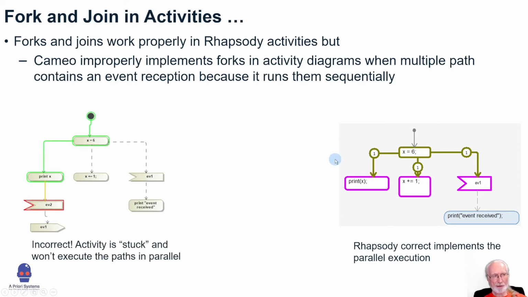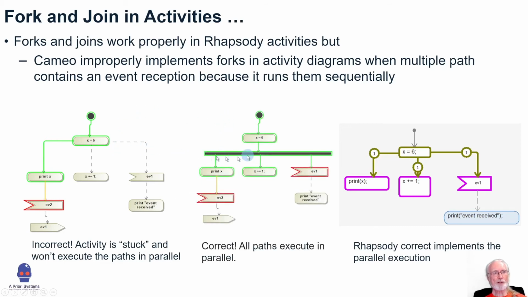In Cameo, however, it incorrectly implements the fork, even though it does support it in execution. Here we've got the same model done in Cameo, but because there's an accept event action, it actually pauses and stops here, waiting for event EV2 to occur. It has not executed this action or this action. It's executing them sequentially rather than concurrently, which is incorrect. If instead you put a fork here, then it will correctly execute.